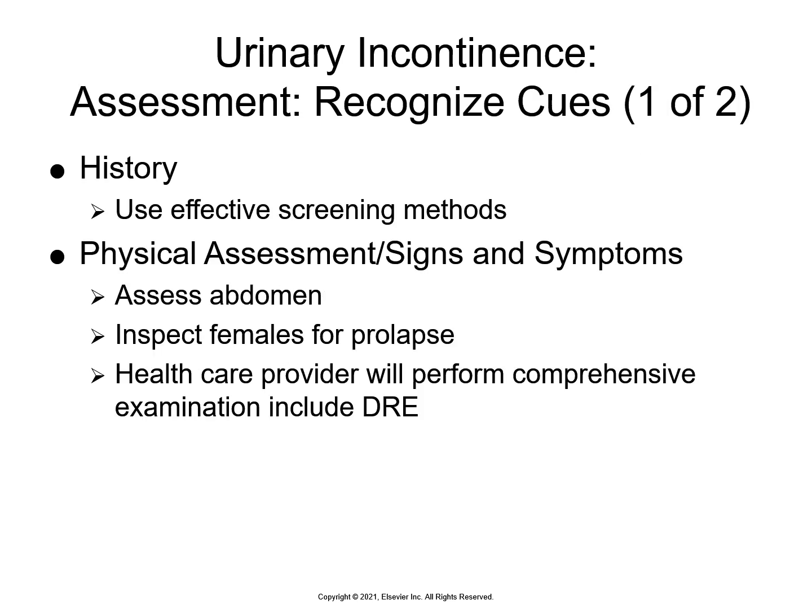The history is very, very important, and we just went over pretty much what you're going to ask them. Then you're going to do the abdominal assessment and look for prolapse of the bladder down into the uterus or in that area. You would check to see if the bladder has prolapsed.